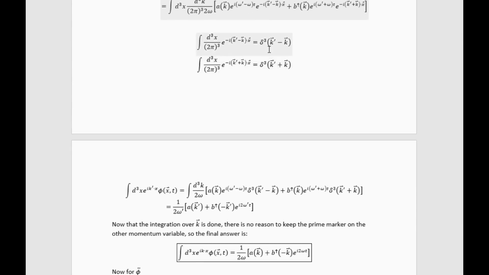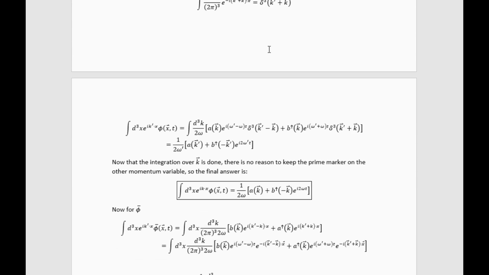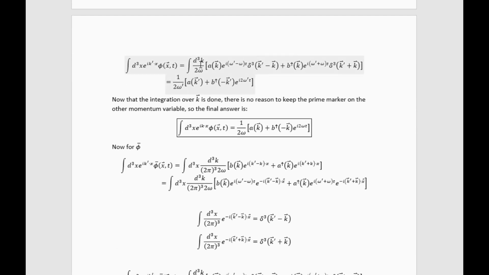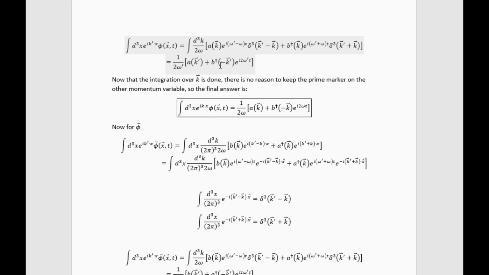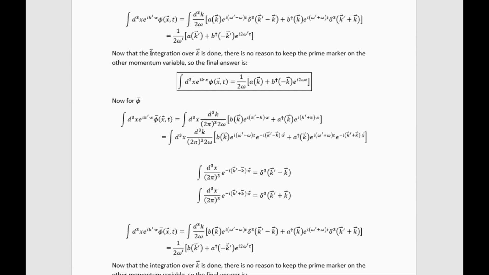When we plug in the value of phi, we arrive at this. We can break apart those phases in this interesting way, and then use these formulas to evaluate the integral over x. Then from there, we can use these delta functions to evaluate the integral over k, which gives us this result here. Now that the integration over k is done, there is no reason to keep the prime marker on the other momentum variables. So the final answer is simply this.